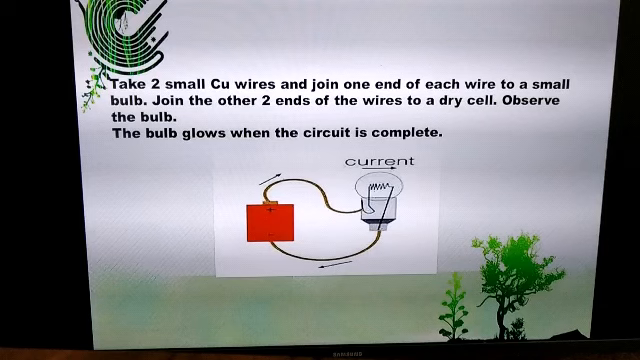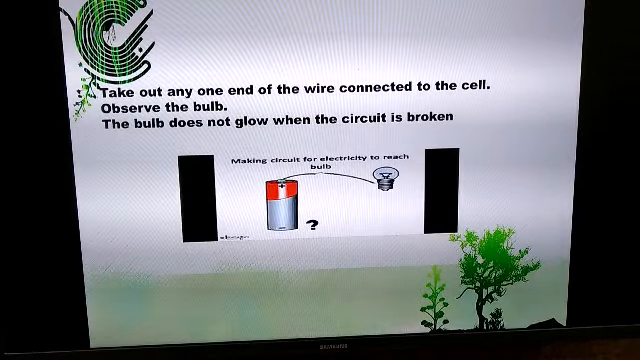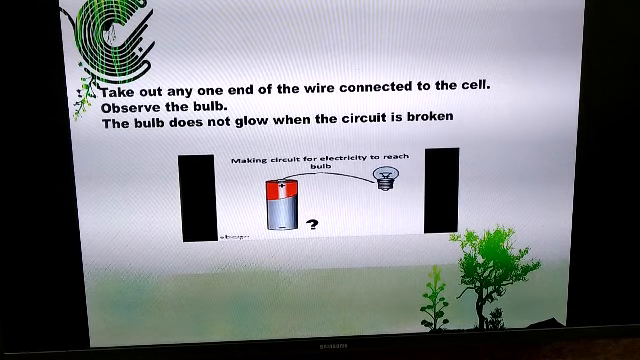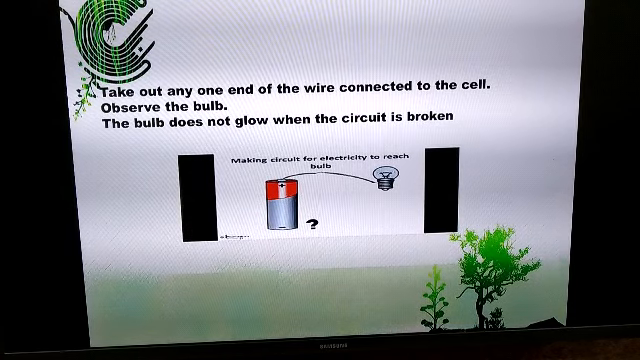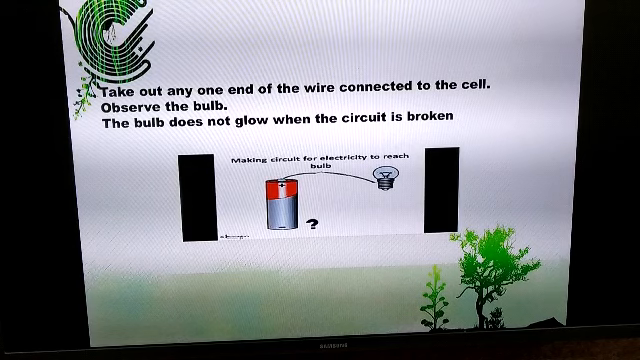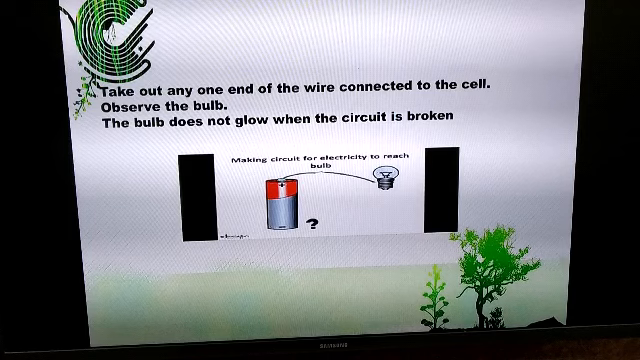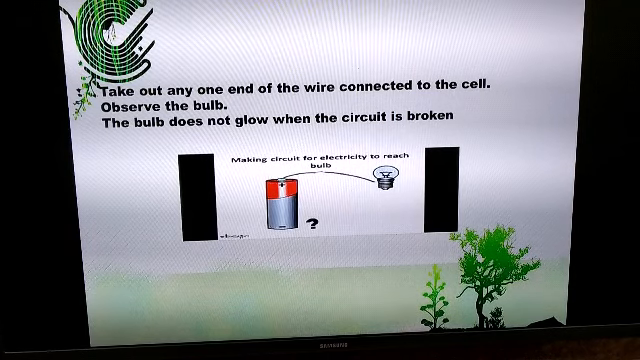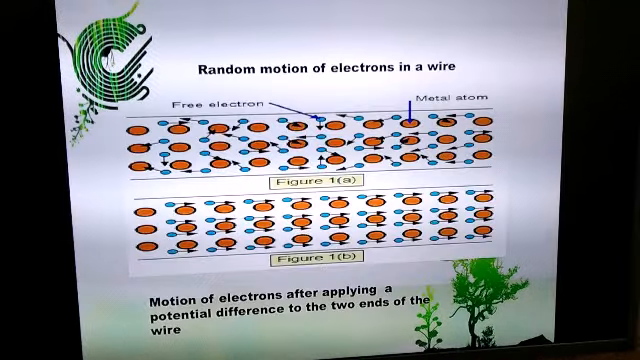What is the reason? The circuit is complete in this case. Now take out one end of the wire which is connected to the cell. Now the cell is not going to supply any electric current to the bulb because the circuit is incomplete, or the circuit is broken, and therefore the bulb does not glow.